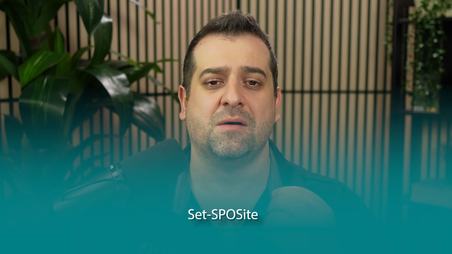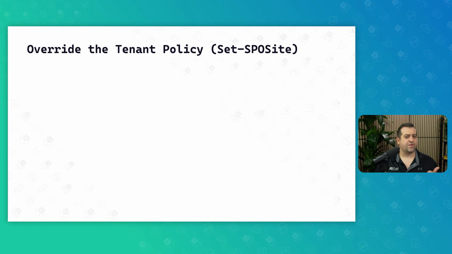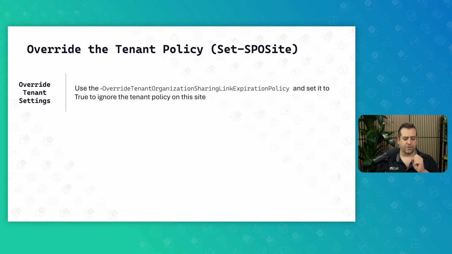So if you want to override it at the site level, we will use the Set-SPOSite PowerShell commandlet, and the first thing you have to do is override tenant settings using the override tenant organization sharing link expiration policy parameter and set it to true. Again, they are super long.